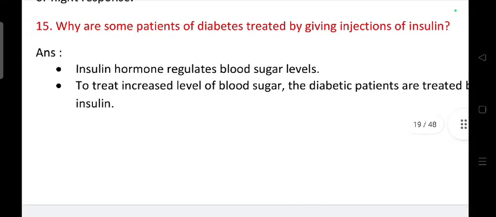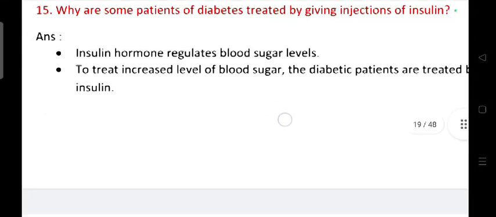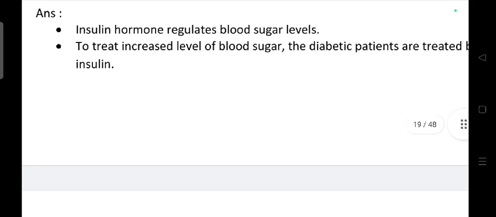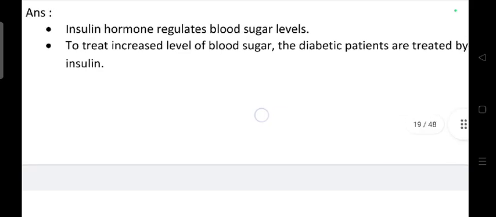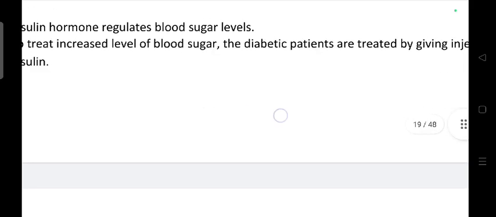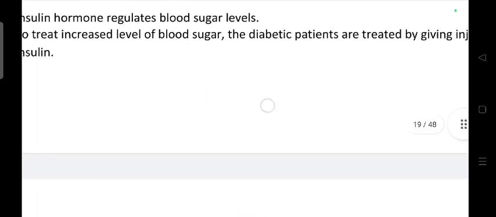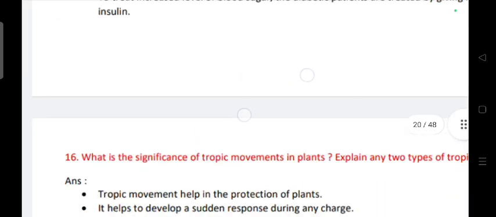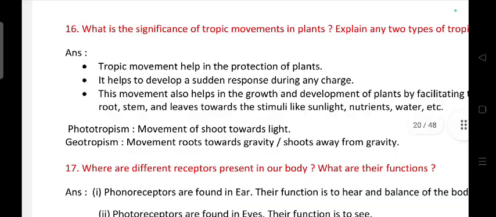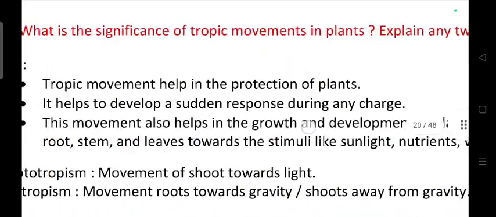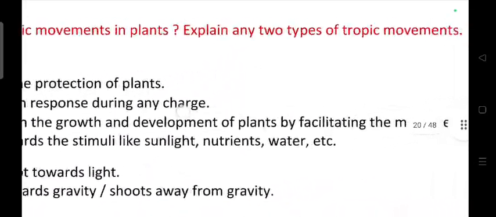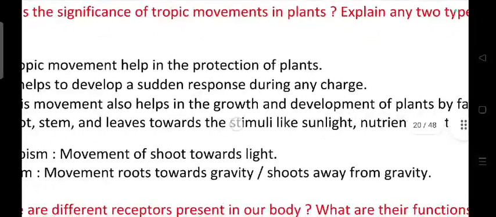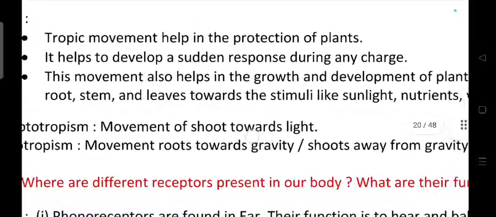Why are some patients of diabetes treated by giving injection of insulin? Insulin hormone regulates the blood sugar levels. To treat the increased level of blood sugar, the diabetic patients are treated by giving injection of insulin. Next question, what is the significance of tropic movements in plants? Explain any two types of tropic movements. So this is the answer.